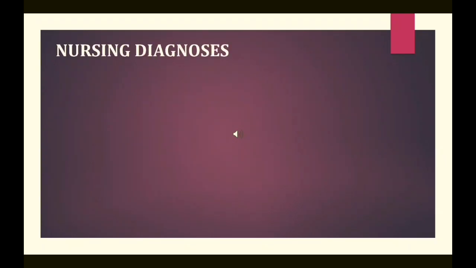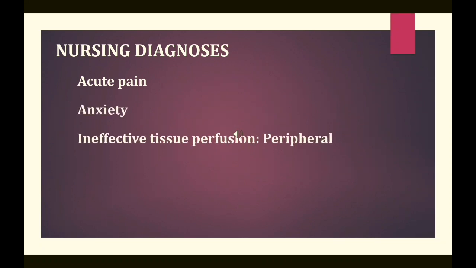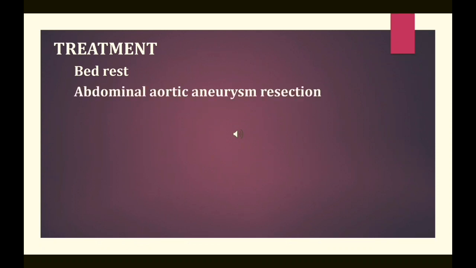Nursing diagnosis. Acute pain, anxiety, ineffective tissue perfusion, peripheral. Risk for deficient fluid volume. What are the treatments for abdominal aortic aneurysm? Bed rest. Abdominal aortic aneurysm resection. Usually, abdominal aneurysm requires resection of the aneurysm and replacement of the damaged aortic section with a Dacron graft.